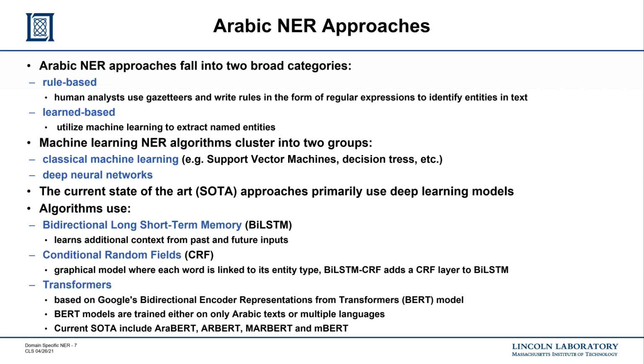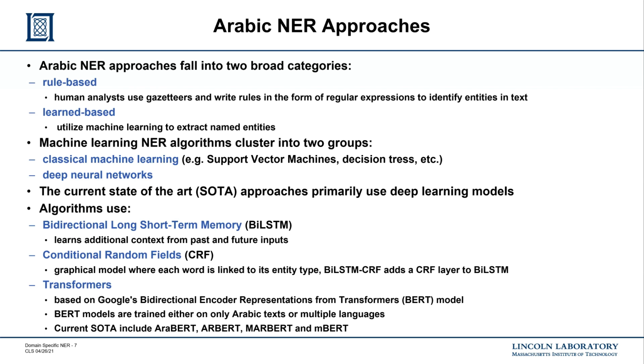And then for the machine learning NER algorithms, those tend to fall into two groups as well. There's the classical machine learning, like support vector machines, decision trees, and so on. And then there's the deep neural network, deep learning approaches. The current state of the art approaches primarily use these deep learning models. The main models that come up in this work are the BiLSTM, so bidirectional long short-term memory models, conditional random fields, which are graphical models, and then transformers, which use attention.